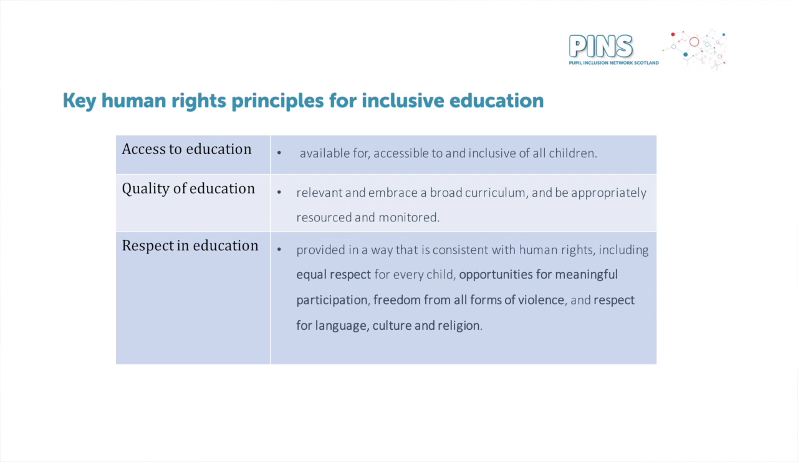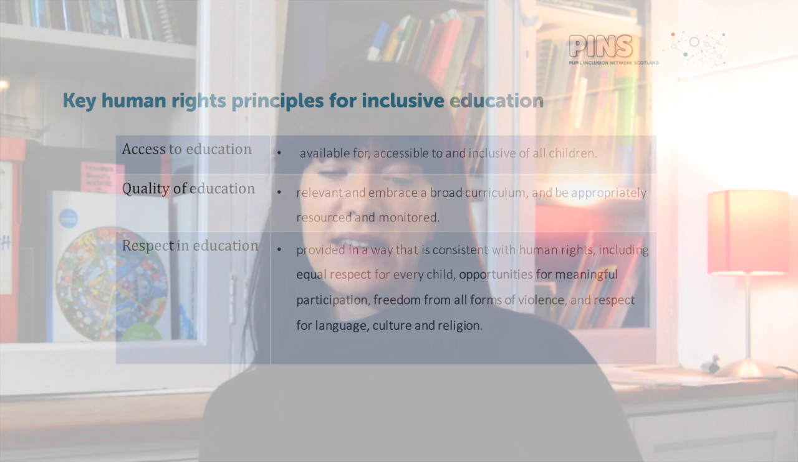So looking back again at children's right to an inclusive education, inclusive principles are recognising human rights to access education, to equality of education, and to respect in education. And there are a number of practical steps that we can take to make this a reality. So in terms of access to education, this is about ensuring that children get the support that they need at school, and that it's an environment where everybody is able to learn.